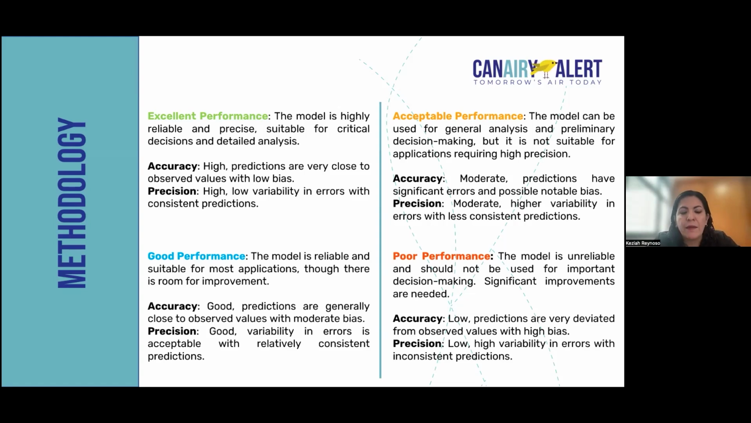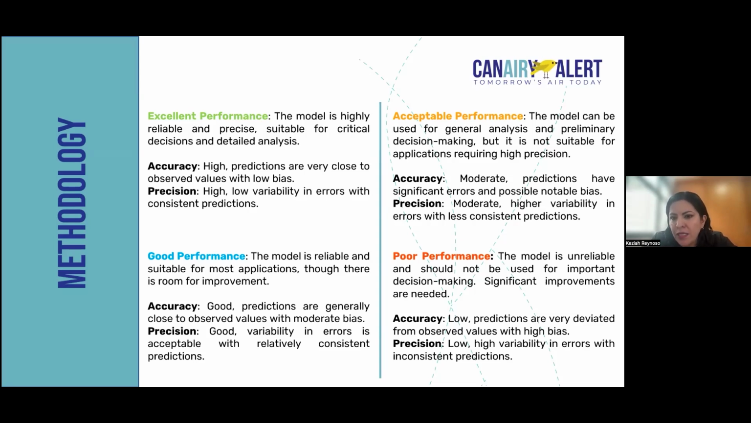Moving on, good performance means that the model is reliable, and it also allows us to make decisions, and it's suitable for most applications, although in this case, there is room for improvement. The precision and the accuracy are good in this case. The predictions are usually close to the observed values with moderate bias. And there's variability in errors, which is acceptable, and predictions are relatively consistent.